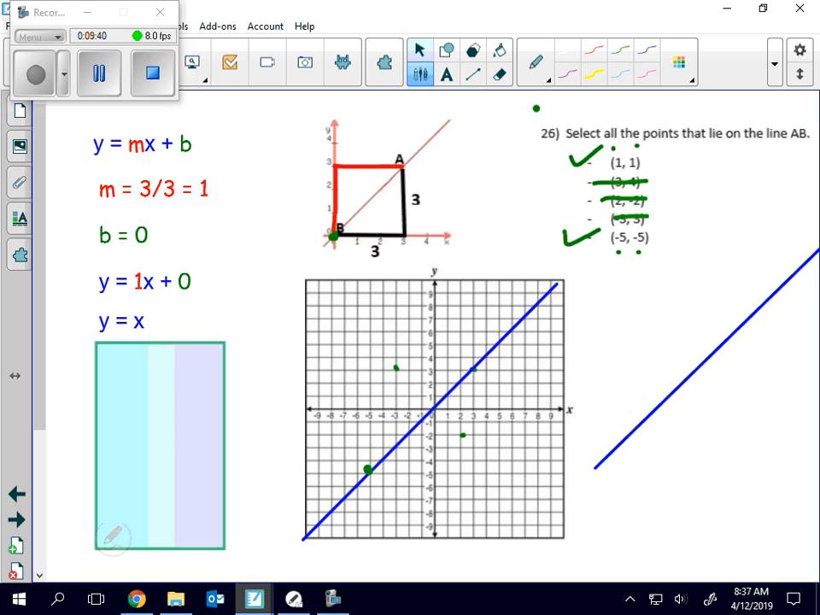Now looking back again at our choices, 1 equals 1, negative 5 equals negative 5. Couldn't we come up with more answers on our own? 7.5 and 7.5. Lots of answers.